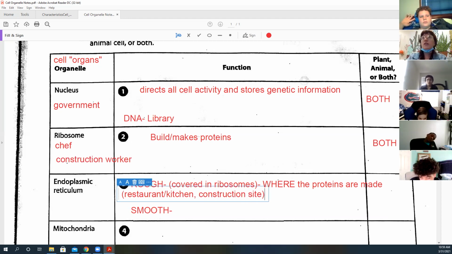Does that make sense? If the ribosomes are the workers, they're the ones building the protein, then where do they work? At the restaurant, right? If they're the chef, then it's the restaurant. Do you see how they have to correlate though? You can't say it's a chef and then a construction site because they have to have the same purpose. They're both building proteins.